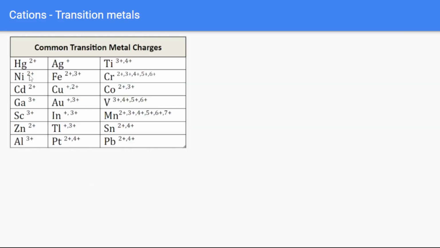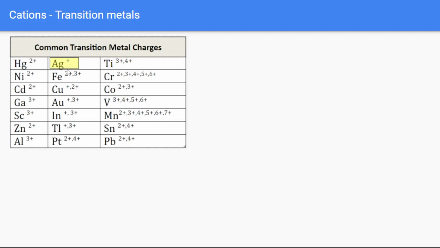So let's look at this chart. Notice this column, Hg 2 plus, Ni 2 plus, Cd 2 plus. There's only one possible charge for these elements. But look at Fe, a 2 plus and a 3 plus. Copper, a 1 plus and a 2 plus. Gold, a 1 plus and a 3 plus. So a lot of these transition metals have more than one charge. And not only do they have more than one charge, they actually look different and have different properties. So we have to name them accordingly.